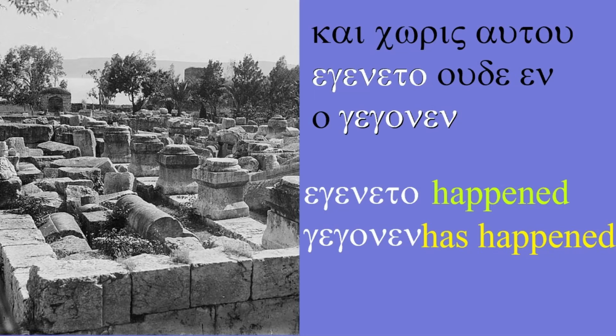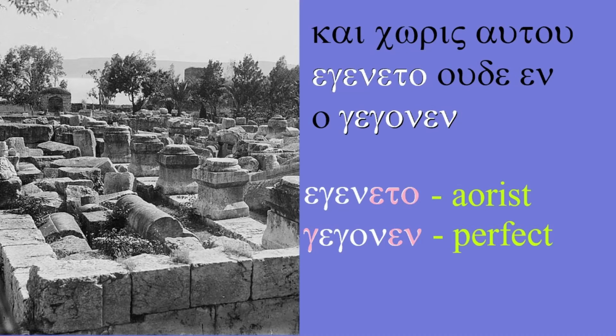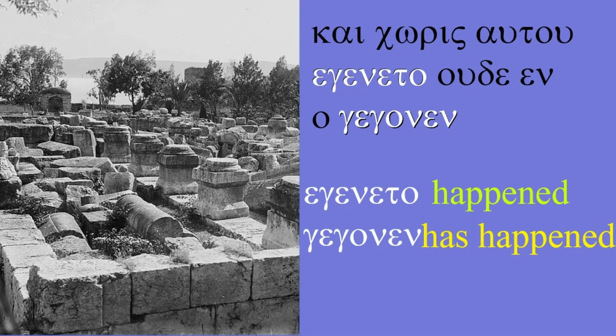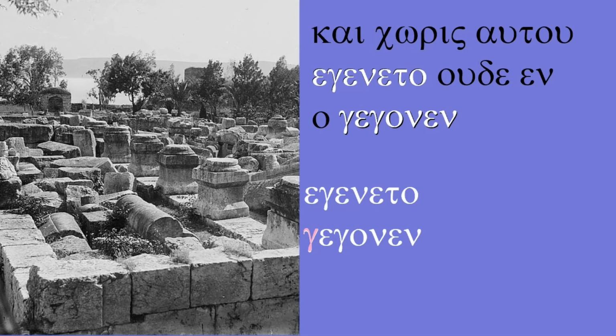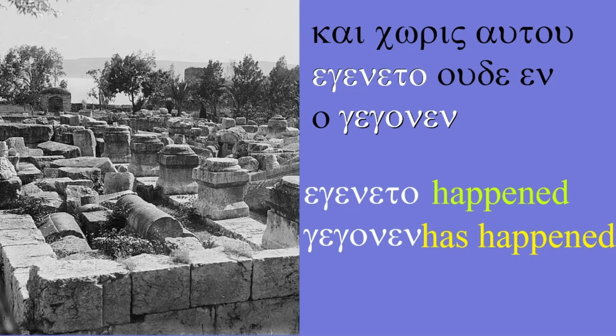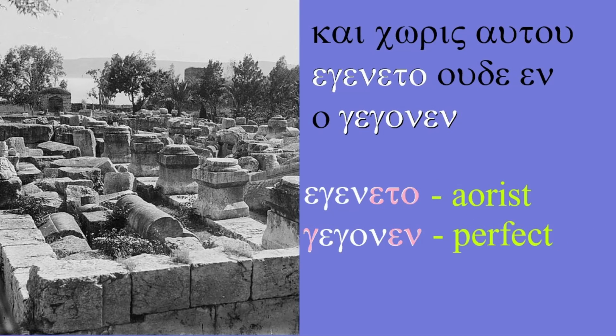The perfect tense takes that has. This might seem sort of subtle, and it is, but there is a distinction. Notice how the perfect tense, γεγονεν, has an extra gamma at the beginning. This is called reduplication, and the perfect tense will basically reduplicate that first consonant, that gamma in this case, but you can just see that there's an epsilon at the beginning of the aorist, the simple past tense.